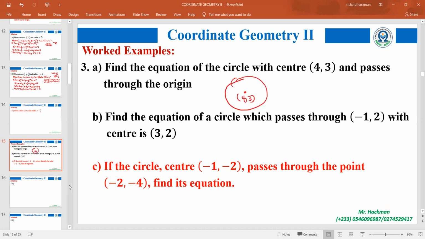Yes, please. And we are also told that this circle passes through a certain point, which is the origin. So you've been given another point, but this time you are told the point lies on the circle or at the circumference of the circle, which is the same as the circle passing through. Is that clear?